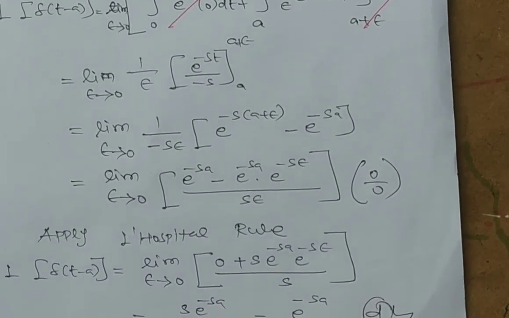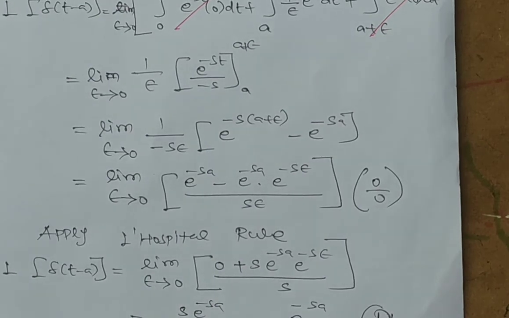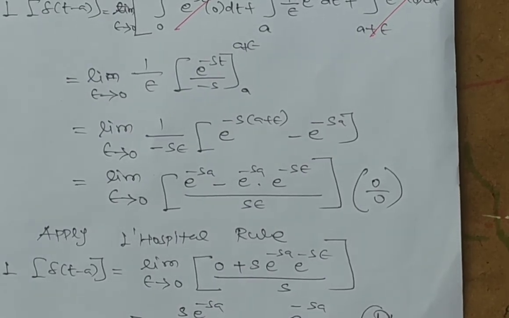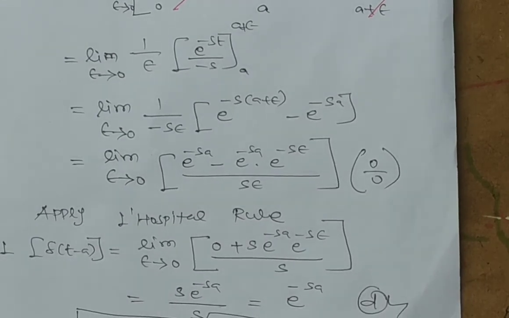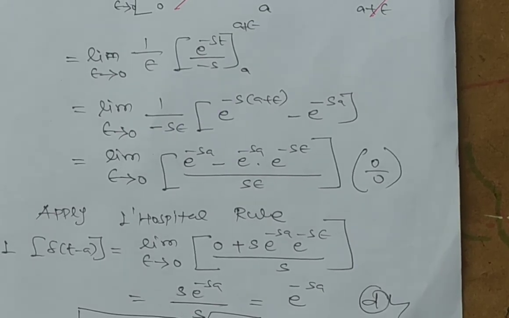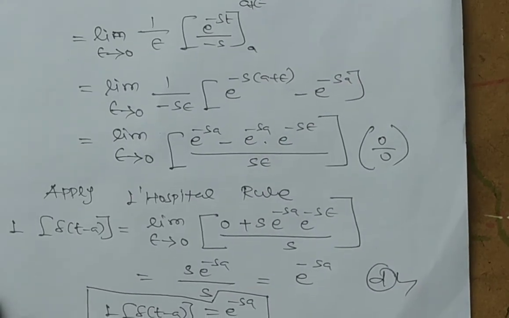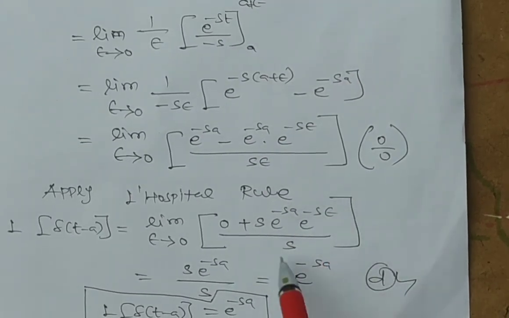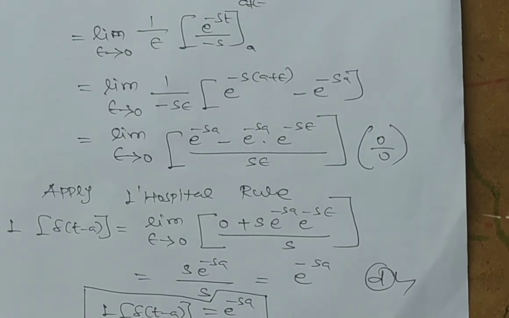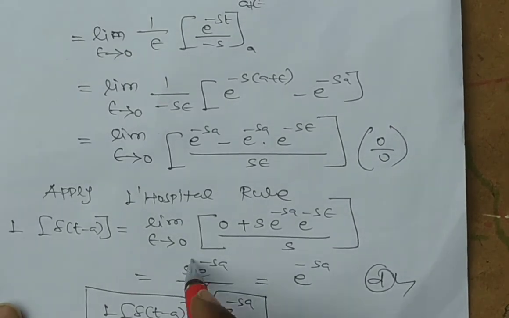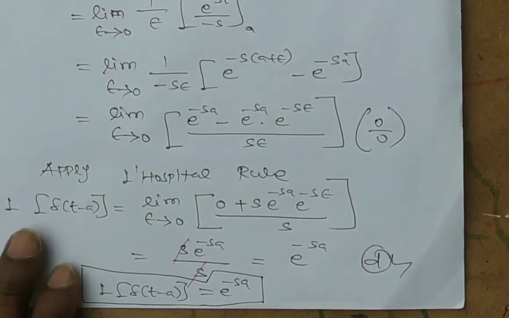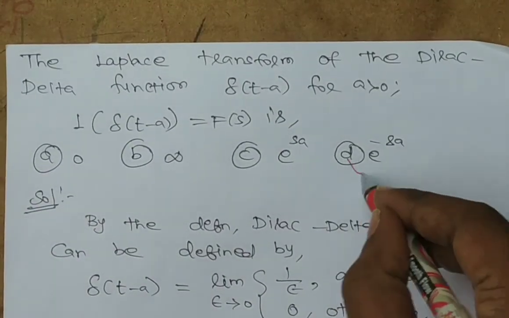Now apply L'Hospital's rule. As epsilon tends to 0, differentiate both numerator and denominator with respect to epsilon. The first term, e power minus sa, is constant, so its derivative is 0. Now the derivative of e power minus s epsilon gives plus s into e power minus sa into e power minus s epsilon, divided by s. Now applying epsilon tends to 0, the value of e power minus s epsilon is 1. Now we get s into e power minus sa by s. The s cancels. Now we get e power minus sa, which is option D, the correct one.